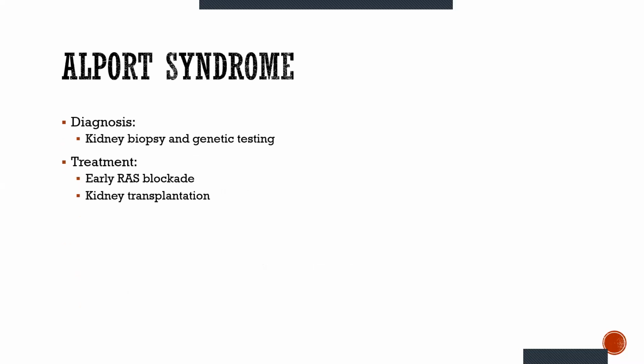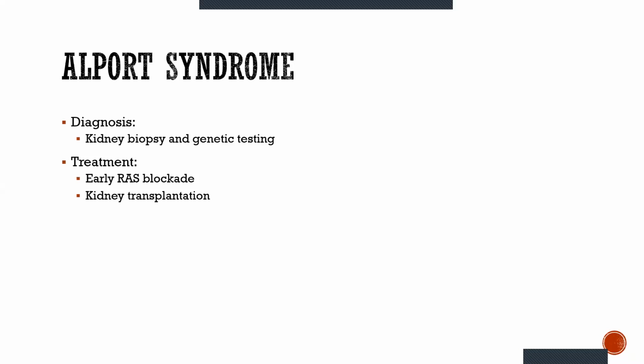Next slide. So the diagnosis is generally meeting the clinical syndrome, and then you can do a kidney biopsy to look for some of the classic features of Alport's as well as genetic testing. Unfortunately, these patients do generally progress if they have the full-blown disease, but using RAS blockade can delay that, and they are candidates for kidney transplant.